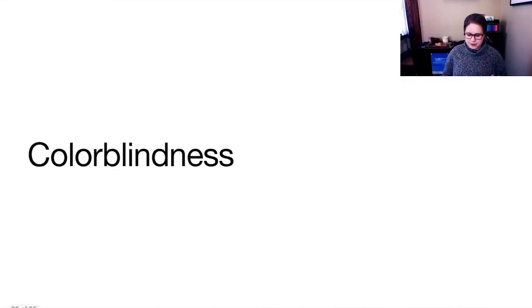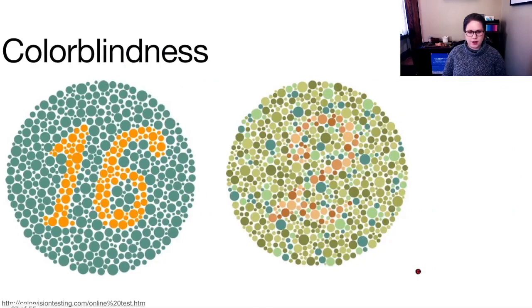A few more topics that are important to consider here. I've mentioned colorblindness, but colorblindness is when you can't distinguish between certain colors. There's two colorblindness tests that are displayed here, and there's a link if you want to go online and take more tests to see if you're colorblind. I am not, so I can see the numbers in both of these circles.